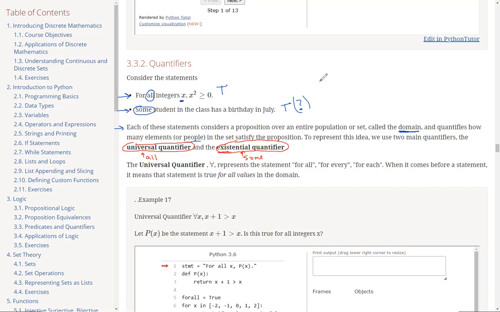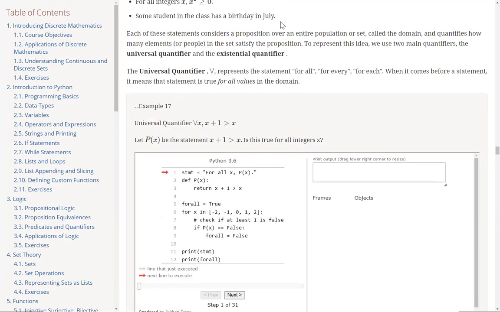So let's focus on the universal quantifier first. The way that we're going to write that from here on out is with this very strange looking upside down A. This means for all, or for every, or for each. When it comes before a statement, we're saying that the statement is true for all values in the domain. So the example that we had before, where we're saying for all integers x squared is greater than or equal to 0. Well, that's saying for all x, where x is an integer, x squared is greater than or equal to 0. And we already said that that's a true statement.